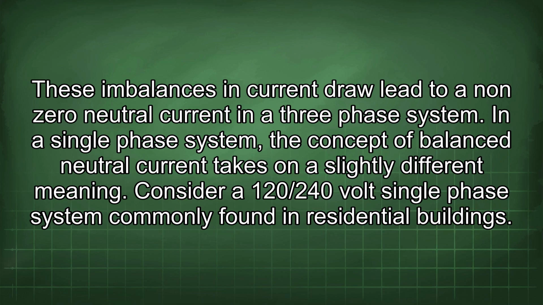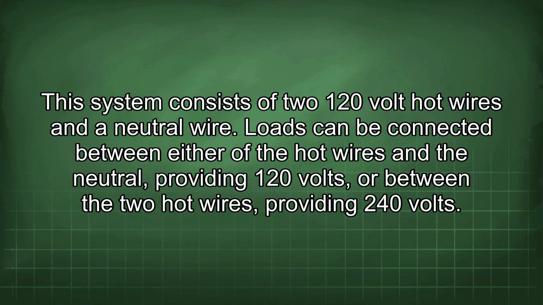In a single-phase system, the concept of balanced neutral current takes on a slightly different meaning. Consider a 120/240 volt single-phase system commonly found in residential buildings. This system consists of two 120 volt hot wires and a neutral wire. Loads can be connected between either of the hot wires and the neutral, providing 120 volts, or between the two hot wires, providing 240 volts.